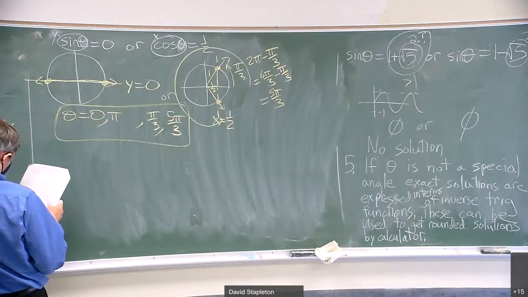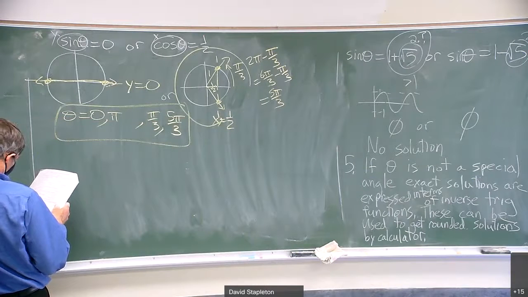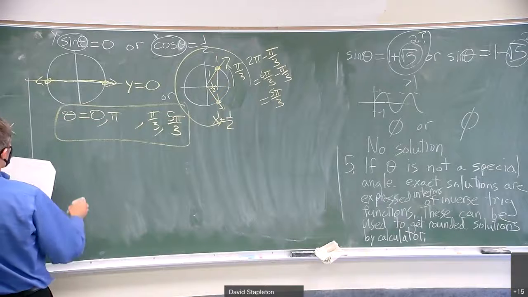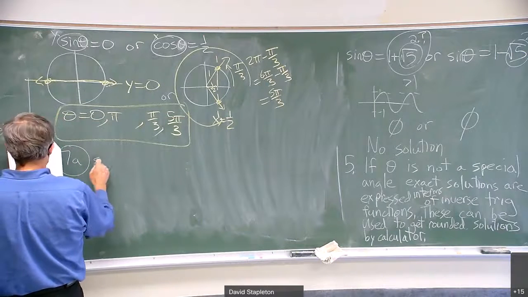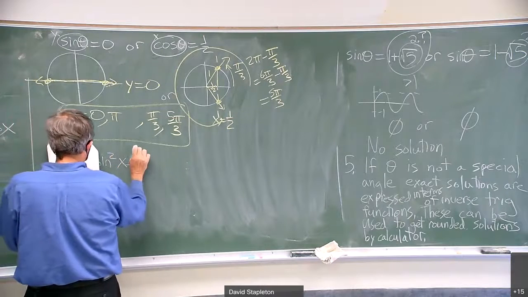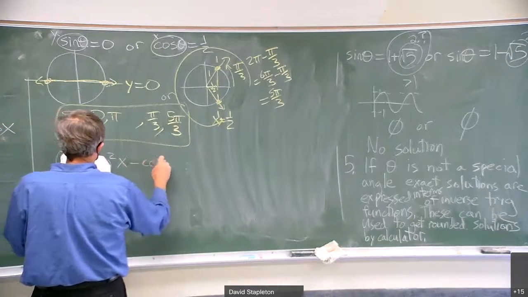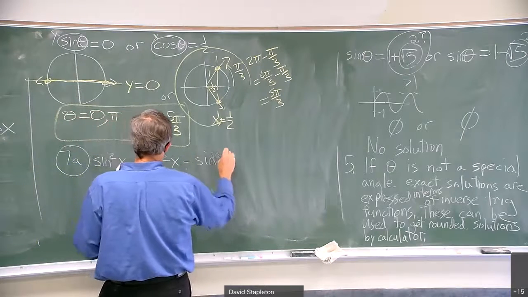Here we go. If I look at 7a, sine squared x minus cosine squared x minus sine x equals 0. How do I solve this one?